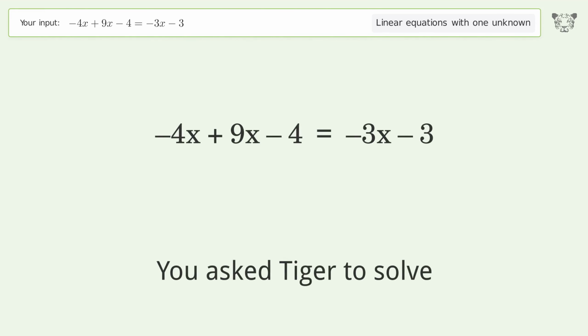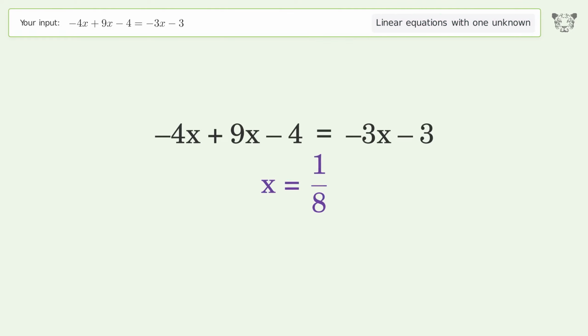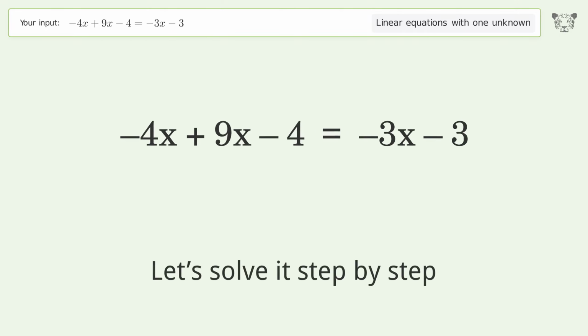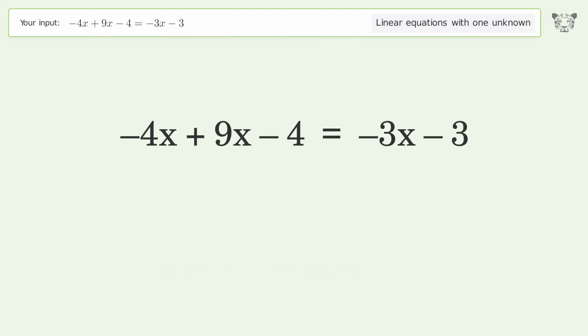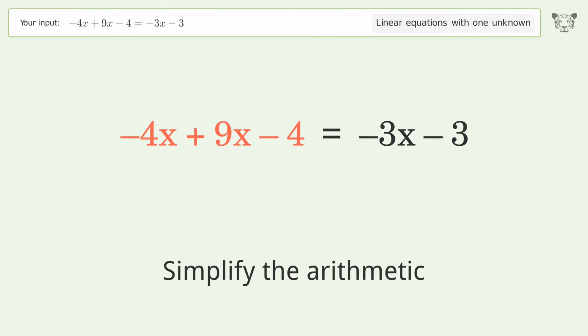You ask Tiger to solve. This deals with linear equations with one unknown. The final result is x equals 1 over 8. Let's solve it step by step. Simplify the expression. Simplify the arithmetic.